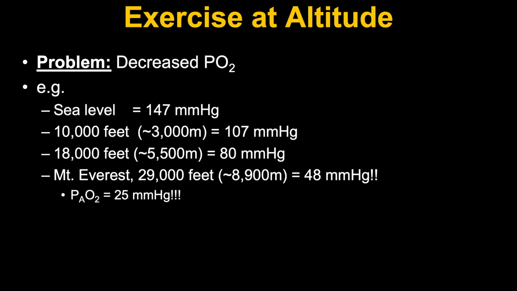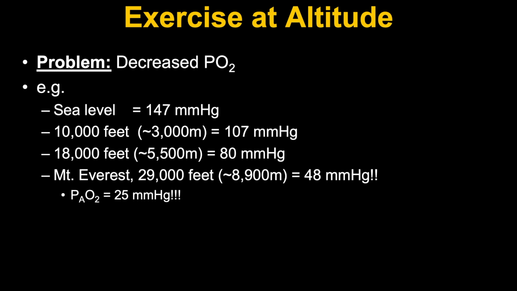Continue on to 18,000 feet, that drops further to 80 millimeters of mercury. At Mount Everest, which sits at 29,000 feet, that's 8,900 meters, the ambient pressure of oxygen drops to 48 millimeters of mercury. That corresponds to an alveolar pressure of only 25 millimeters of mercury for oxygen. So you can see the problem here of a reduction in oxygen pressure.